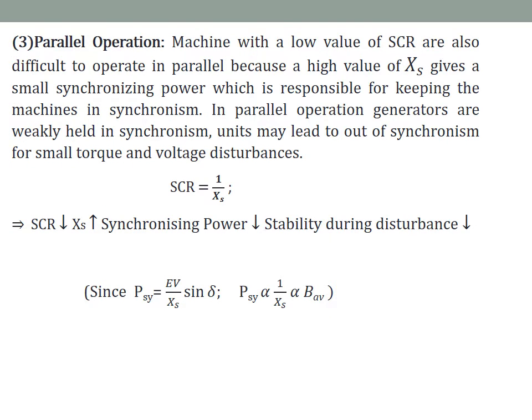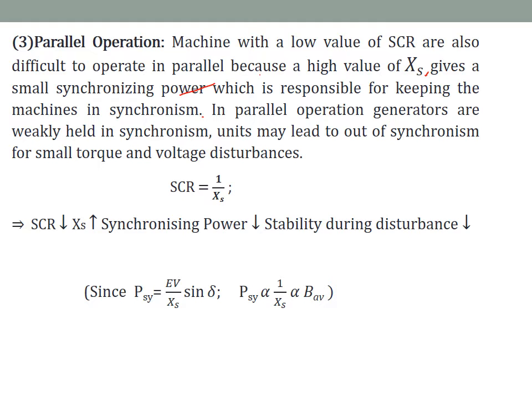Now coming to parallel operations. We know that all the machines, the generators, are connected in the grid in parallel. Machines with a low value of SCR are also difficult to operate in parallel because of the high value of Xs, because it gives a small synchronizing power, which is responsible for keeping the machines in synchronism.